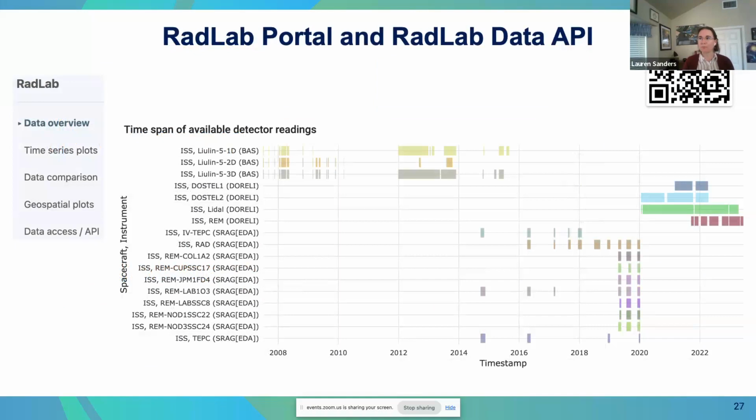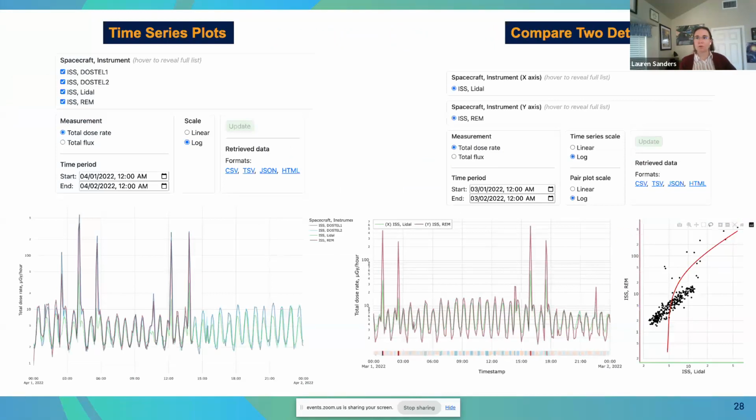And then finally, we've recently released RadLab. This is a portal for providing access to radiation telemetry data from multiple databases maintained by multiple space agencies. So this is a real international effort. And we provide both a web interface and an underlying API for data retrieval at a programmatic level. In the web interface I'm showing here, you can see the time span of all available detector readings from these different detectors and locations. You can also select a specific instrument and spacecraft that you're interested in viewing and look at that time series. And you also have the ability to compare 2 detectors.